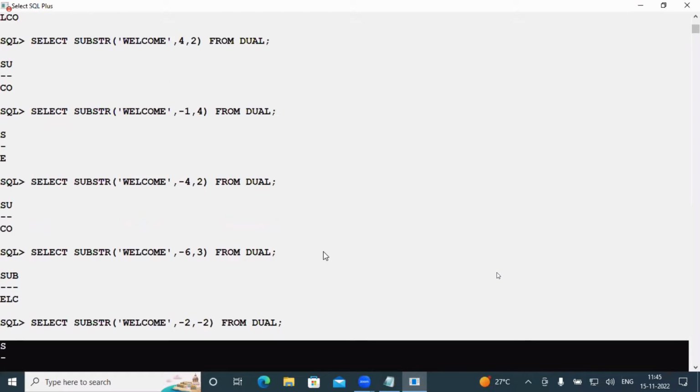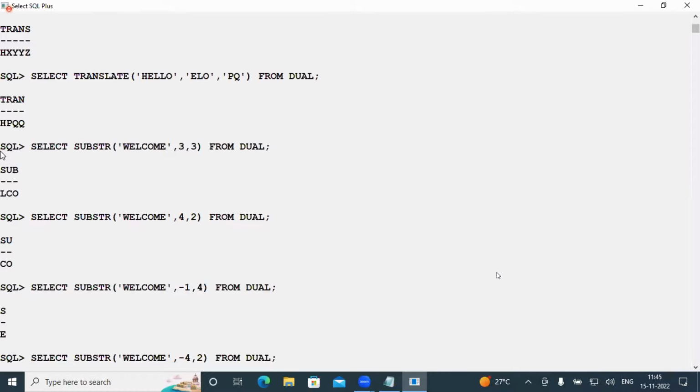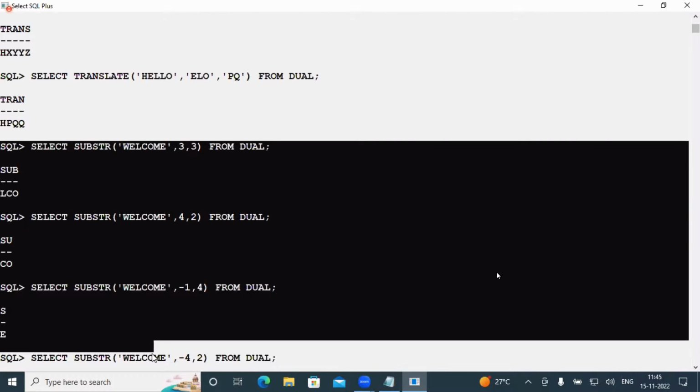So these are what we call here substring. These are called substring.